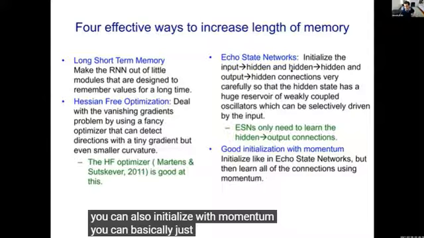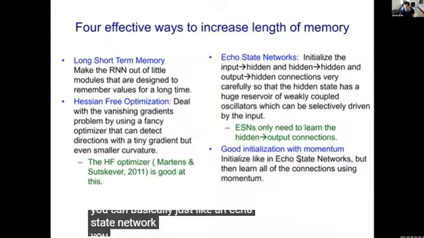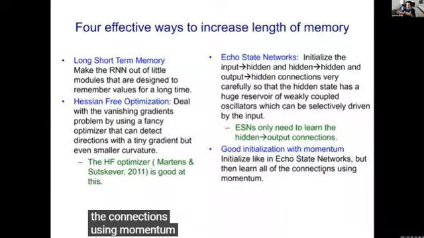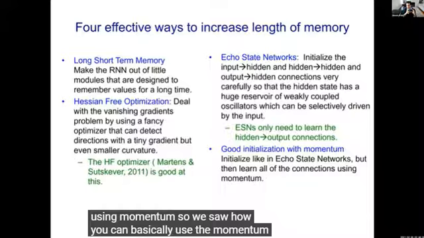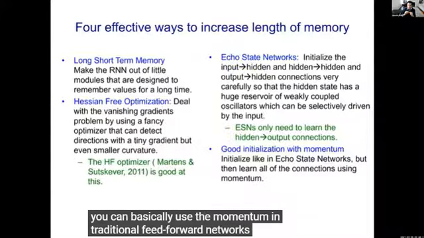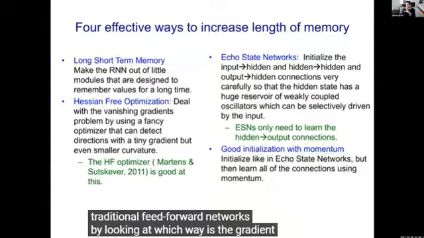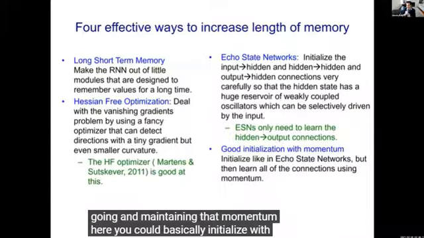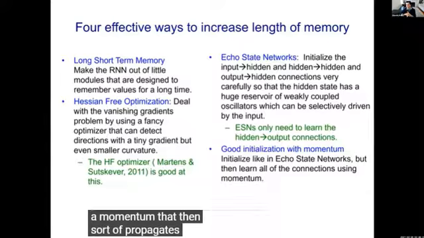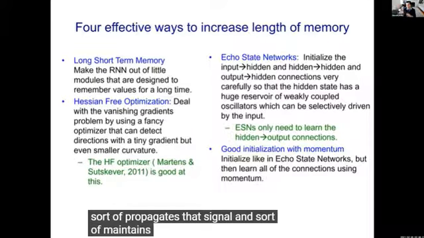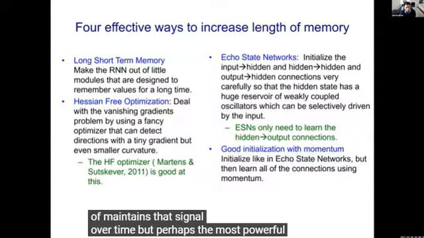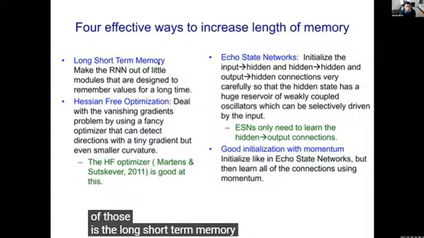Just like an echo state network, you can initialize and then learn all of the connections using momentum. So we saw how you can use momentum in traditional feed-forward networks by looking at which way the gradient is going and maintaining that momentum. Here, you could initialize with a momentum that then propagates that signal and maintains it over time. But perhaps the most powerful of those is the long short-term memory module.